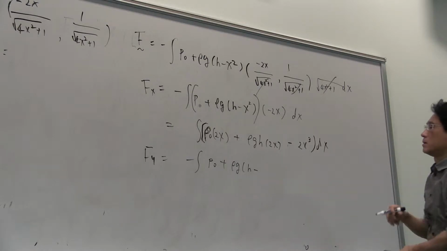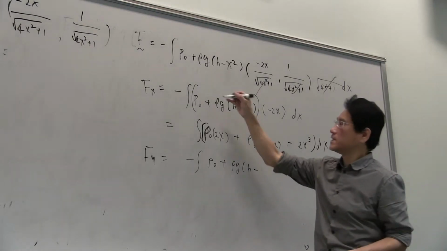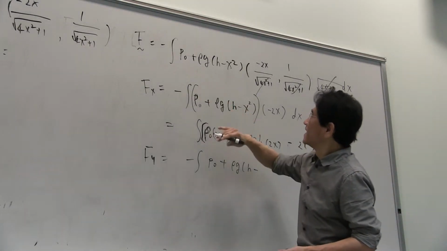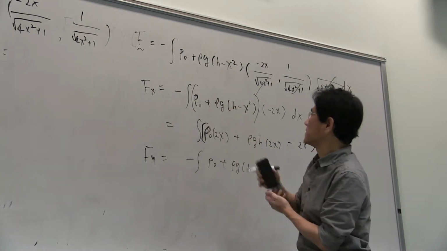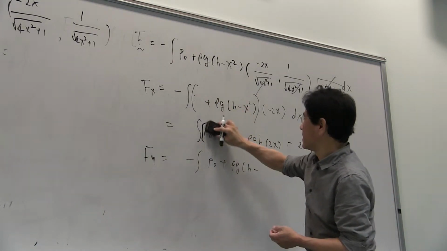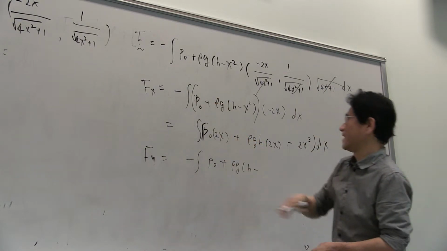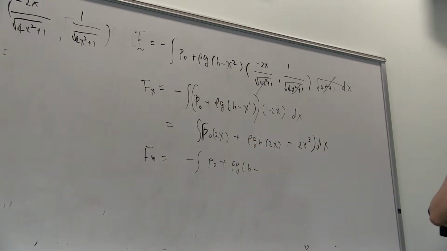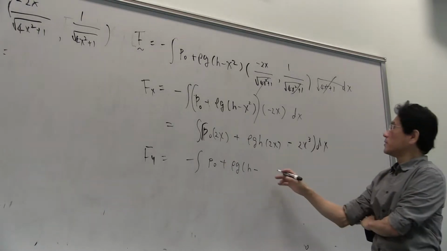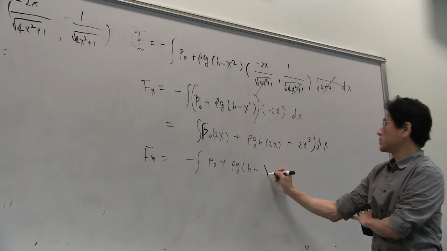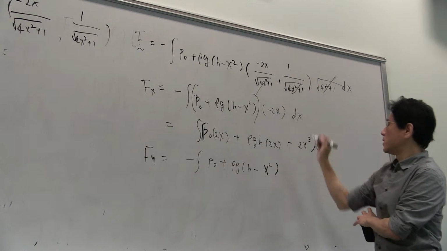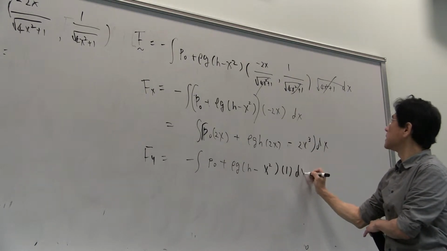Is that P naught or rho naught? That should be density. Yeah, I'm sorry. Oh wait, this should not be P. Yeah, that's P, that's pressure. There's only one rho. My bad. So that's pure pressure, right? Now this should be another 2x squared, and now this is 1, so don't worry about it. So in the x, that's it.